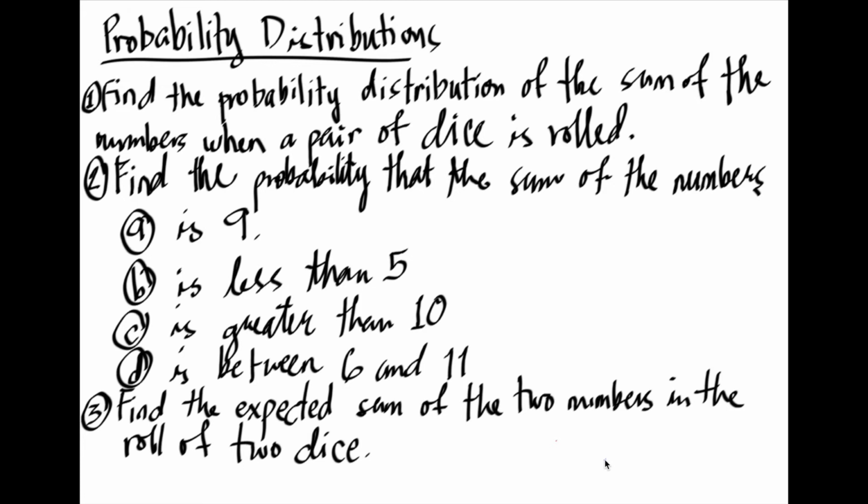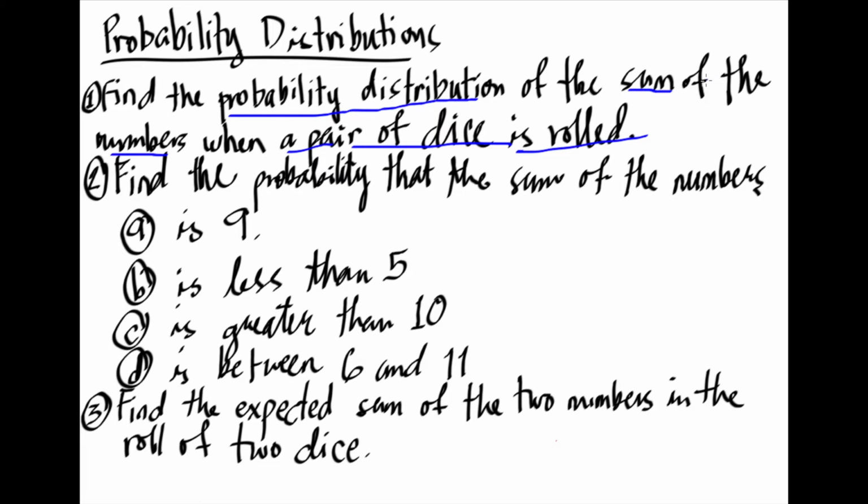Folks, on our next video in statistics, and this is our example number 2 as promised in our last video in probability and probability distributions. So we're going to consider this example now. What we're going to find here is the probability distribution of the sum of the numbers when a pair of dice is rolled.